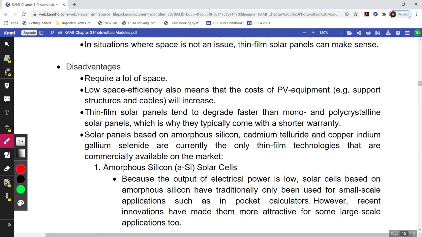Low space efficiency also means that the cost of PV equipment, so other than the PV module, the support structure and the cable, will increase. Thin film solar panels tend to degrade faster than mono and polycrystalline solar panels, which is why they typically come with a shorter warranty. Solar panels based on amorphous silicon, cadmium telluride, and copper indium gallium selenide are currently the only thin film technologies that are commercially available on the market.